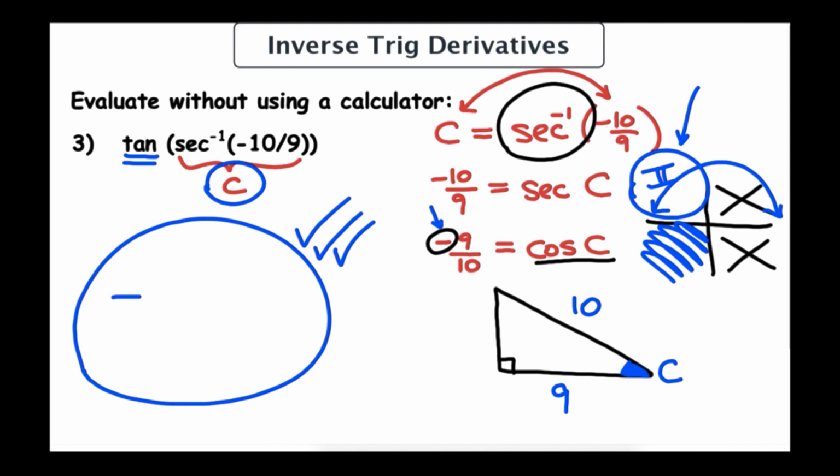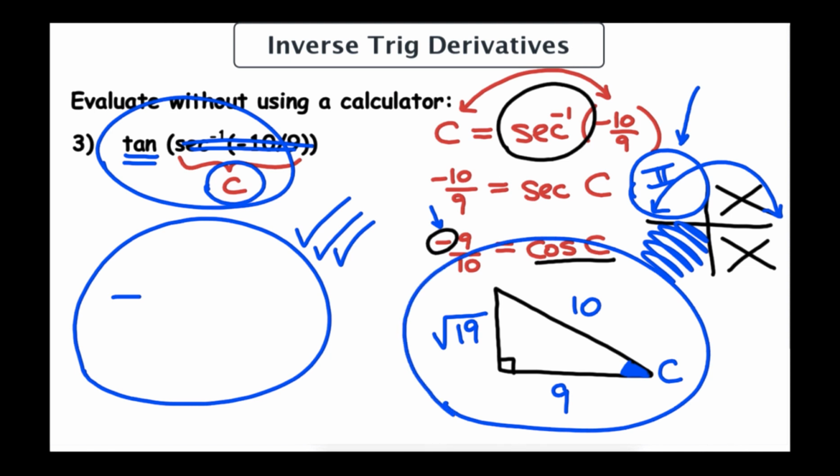Using the Pythagorean theorem to find the short side, it's going to be 100 minus 81. That's the square root of 19. Little guy there. All right, what am I trying to do? Well, I've rewritten this. I'm simply trying to figure out, hey, what's the tangent of C? And so I can use my triangle here, and tangent is simply opposite over adjacent.